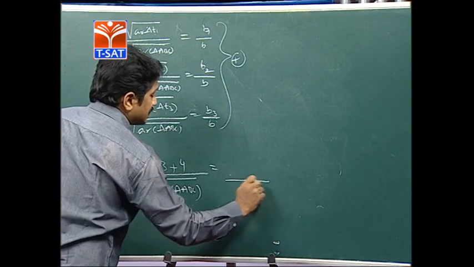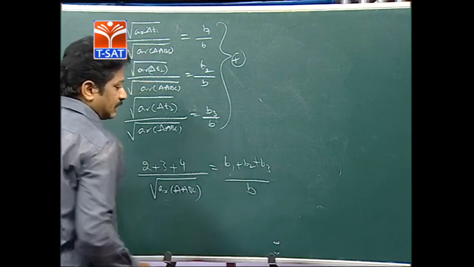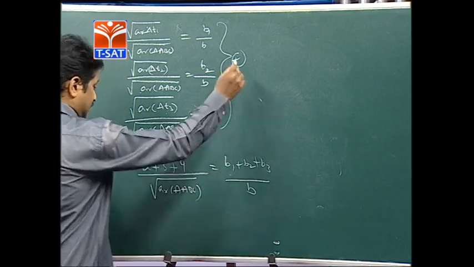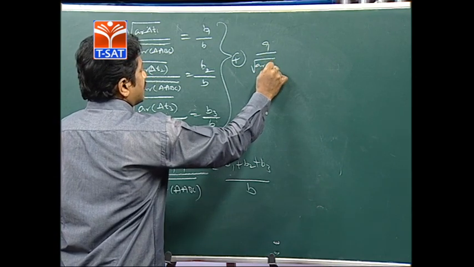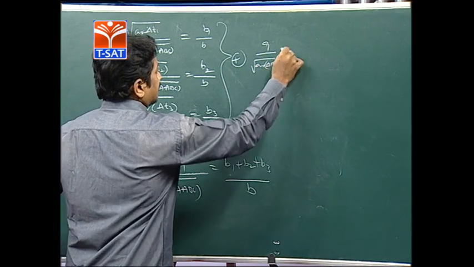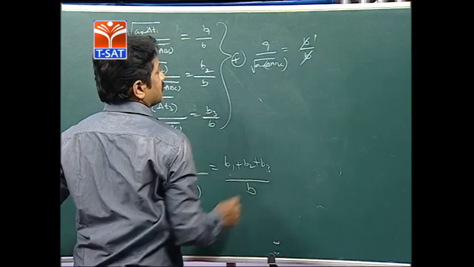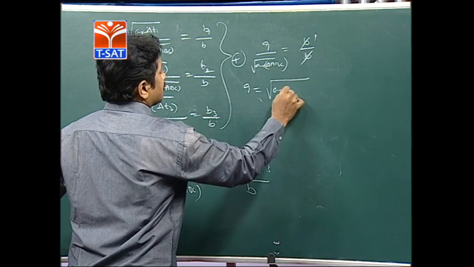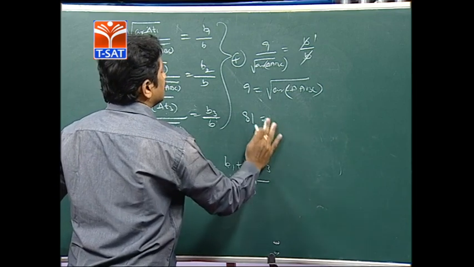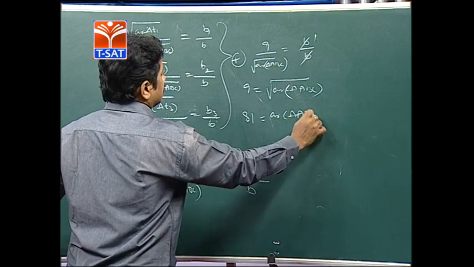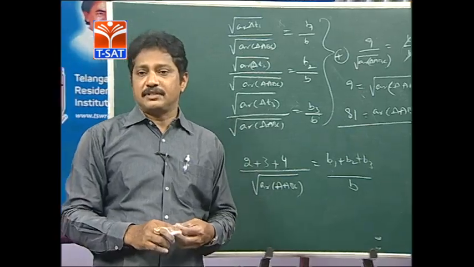Again here the B is a common denominator. So B1 plus B2 plus B3. Okay. So what is B1 plus B2 plus B3? So it is B. What is 2 plus 3 plus 4? 9. 9 by square root of area of triangle ABC is equal to B1 plus B2 plus B3 by B, B by B. B and B get cancelled, it is 1. So 9 equal to square root of area of triangle ABC, then squaring on both sides, 81 is equal to area of triangle ABC. Okay. So like you can find the area of triangle ABC.